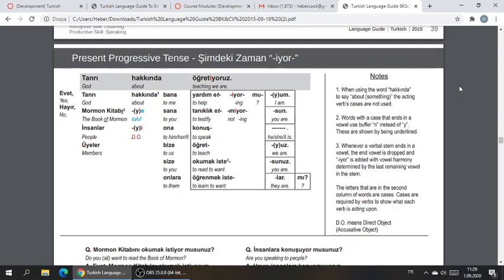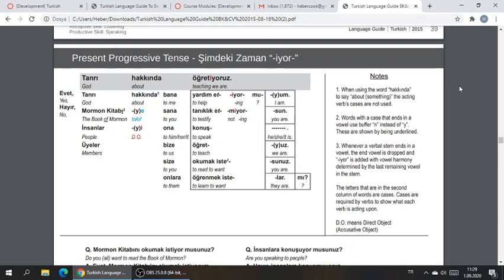So how would you say you are teaching? Sen, you, singular, informal. You are teaching about God. I'll give you a second to try and say that. All right. Tanrı hakkında öğretiyorsun. Okay, so the vowel harmony doesn't change. It's still the I after öğret.